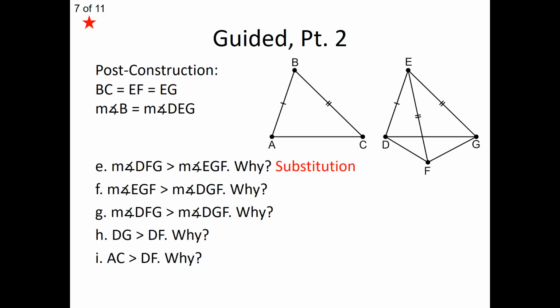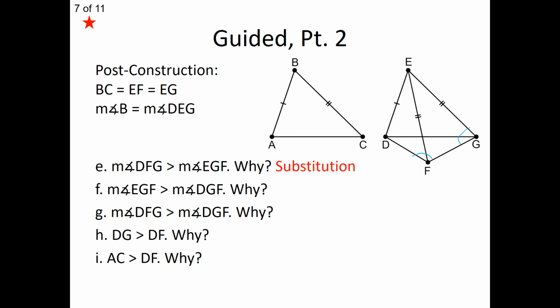All right, so on the next slide, we've got 5 more steps, or really 4 more steps. We've got step E ready for us already. That's substitution, that we know that DFG is greater than EGF. So now what I want to do is turn our attention to the angle EGF. There's something special going on there. Notice that angle EGF is cut into smaller parts. There's an angle DGE and angle DGF.